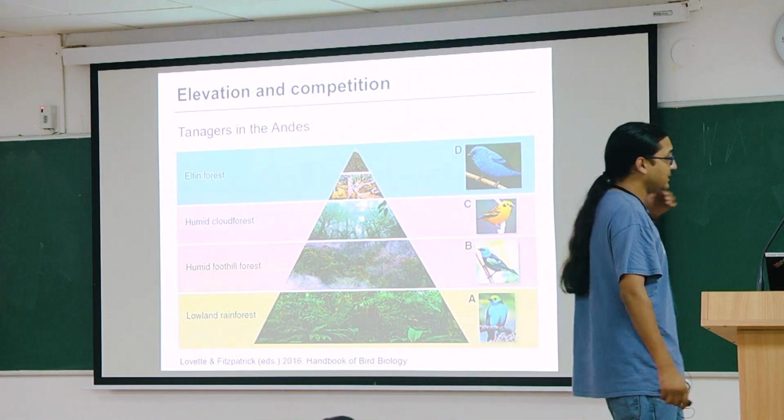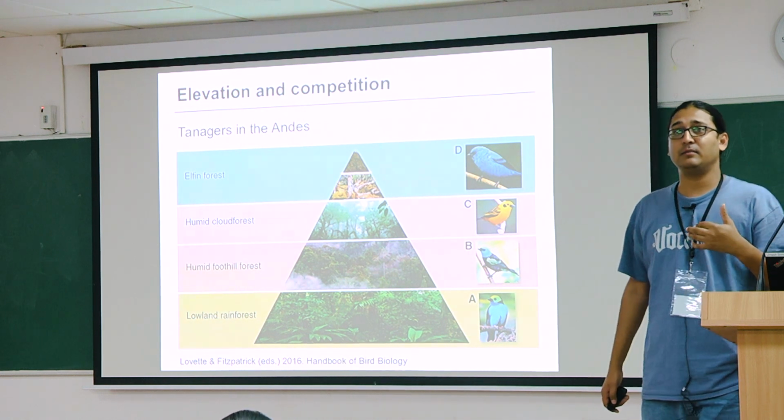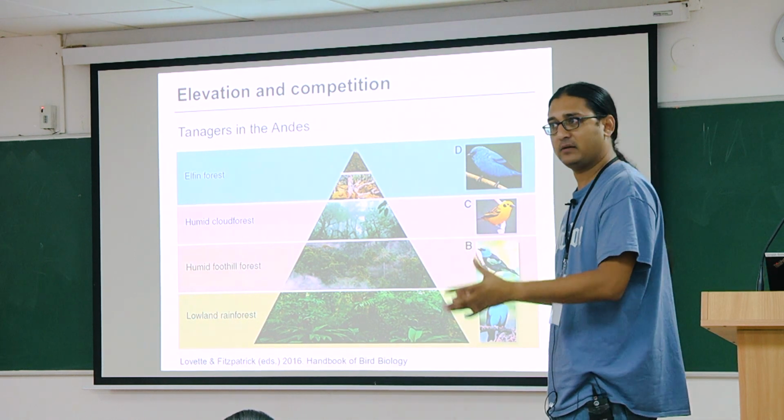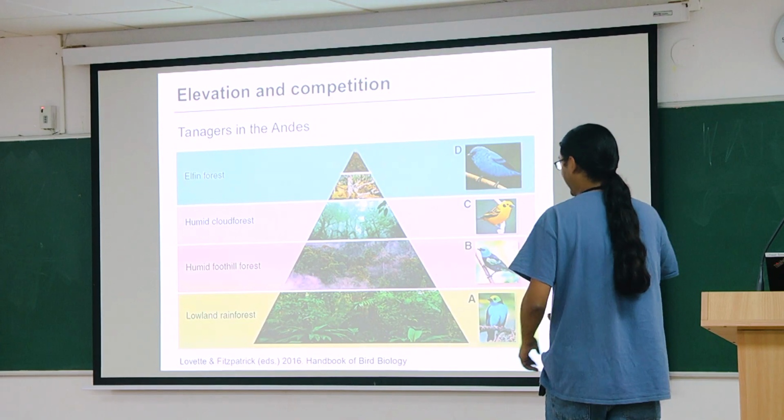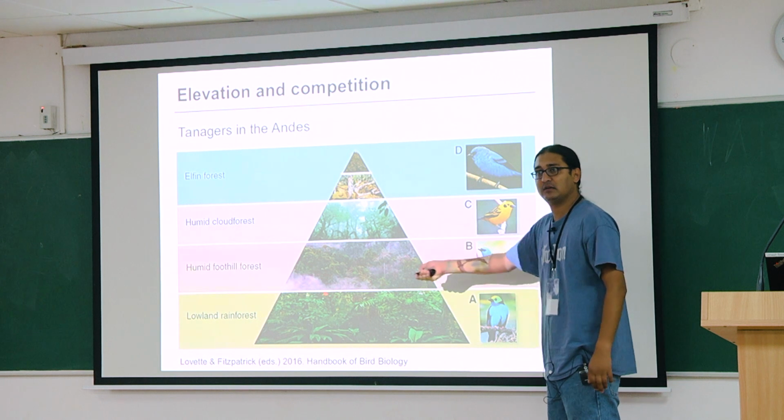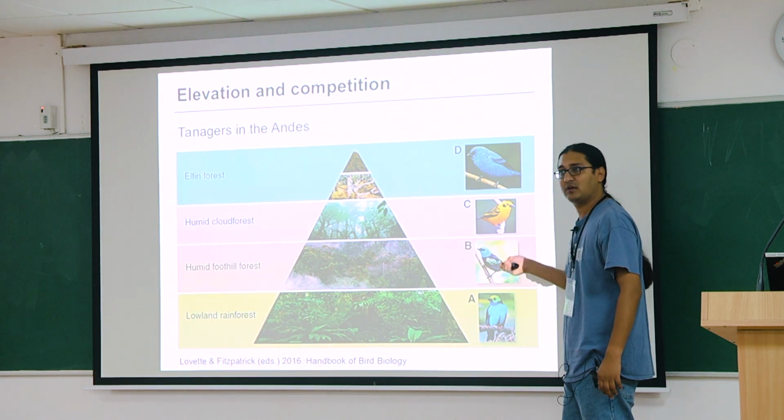You also see these patterns in mountains. It's not a checkerboard pattern, but this is from the tropical Andes, and this is a group of birds called the tanagers. So very closely related birds. And you see that in lowland rainforest, you have one species. As you move up to humid foothill forest, it's replaced by another, closely related species. You move up to humid cloud forest, a third species comes in. And the fourth, in elfin forest, is a completely different species. So there are very strong boundaries between the elevational ranges of these species.